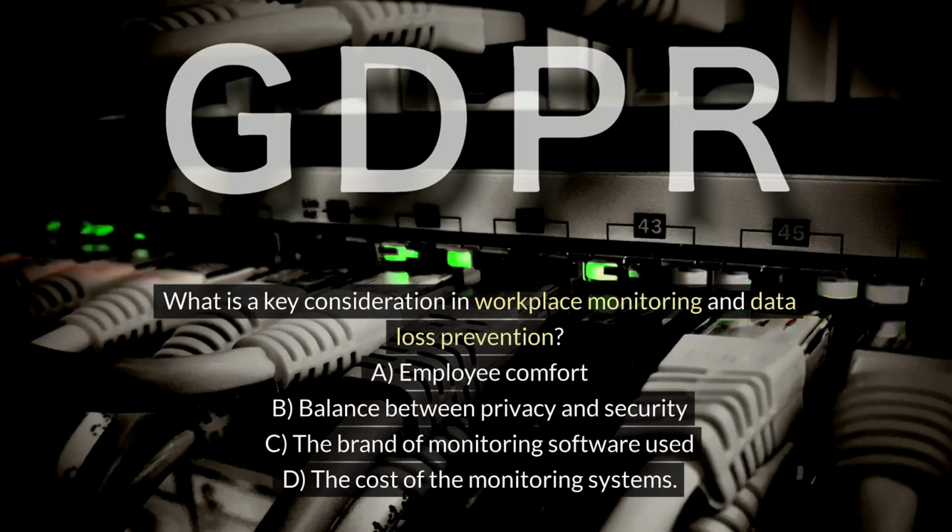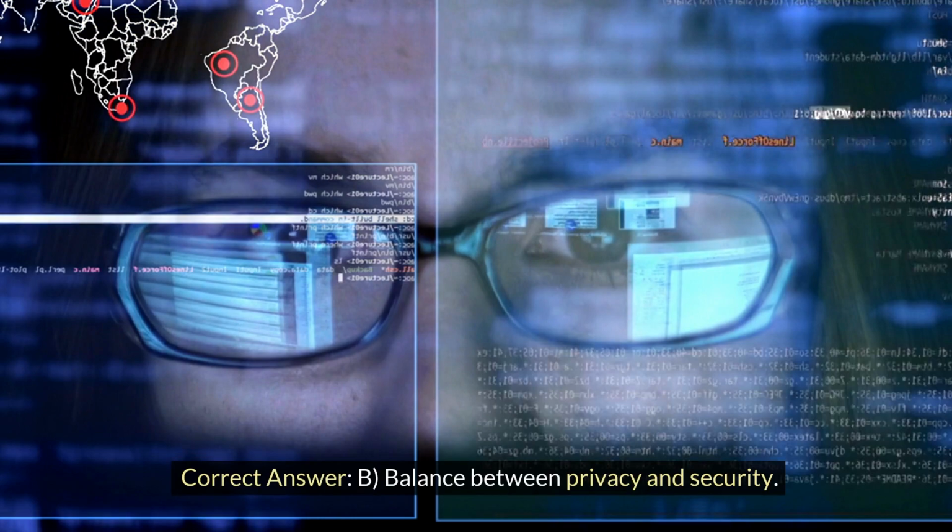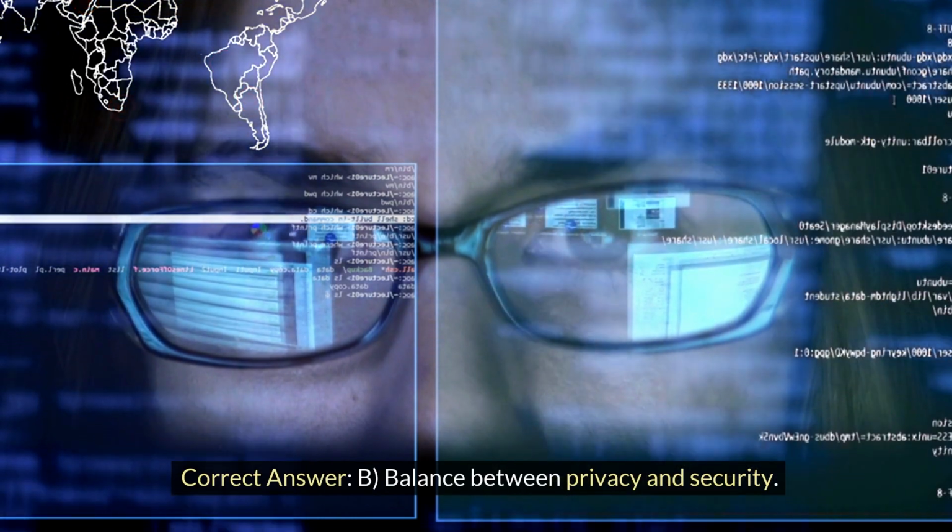What is a key consideration in workplace monitoring and data loss prevention? A. Employee comfort. B. Balance between privacy and security. C. The brand of monitoring software. D. The cost of the monitoring systems. Correct answer: B. Balance between privacy and security.